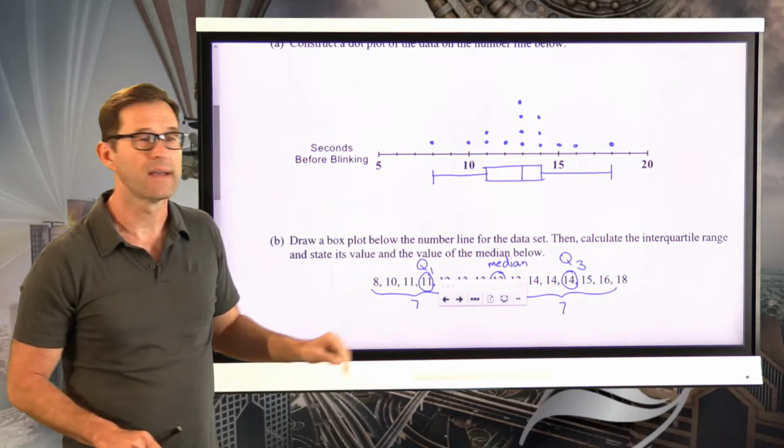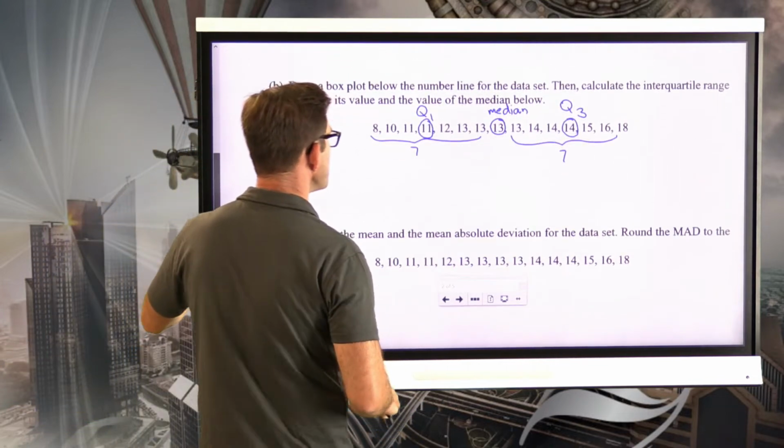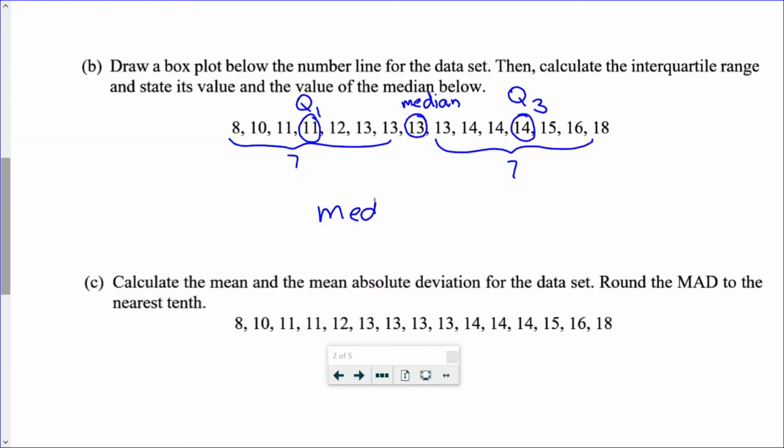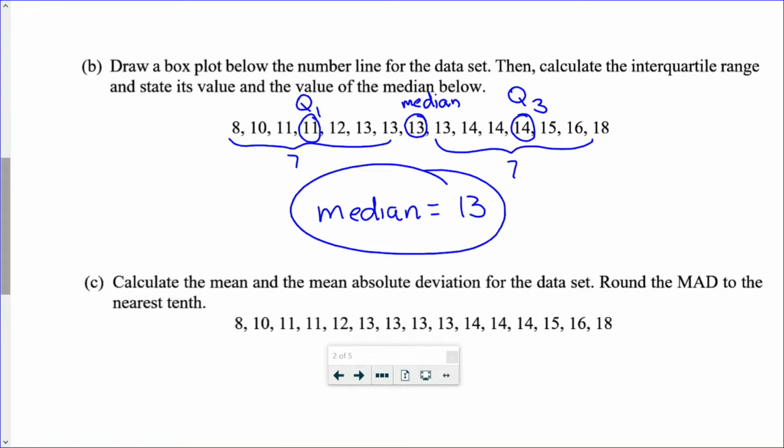Now, this problem also asked us to state the value of the median, so I'm going to just do that right here, even though I have it up above. The median is 13. All right.